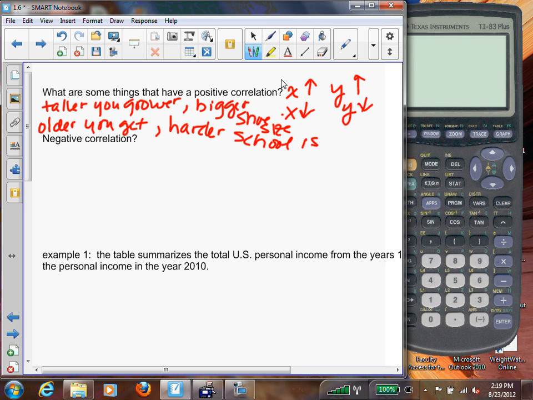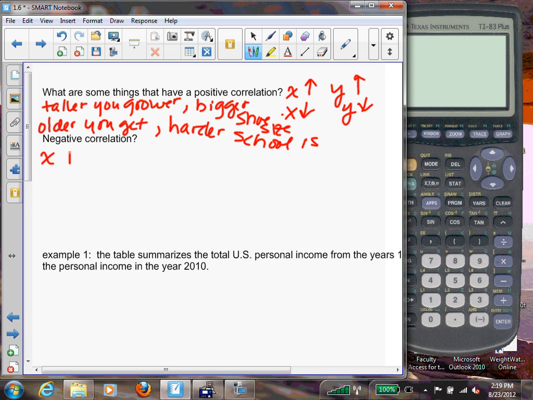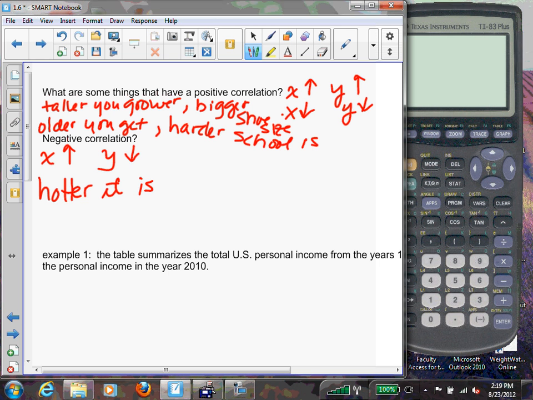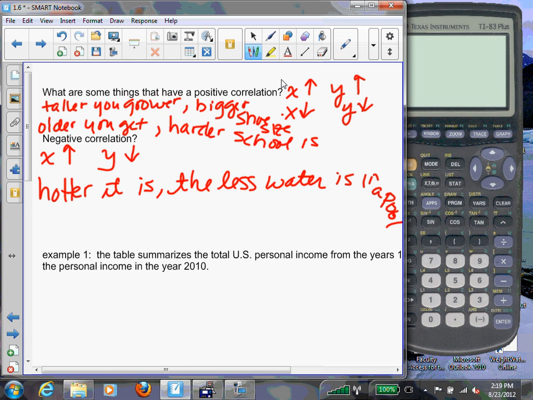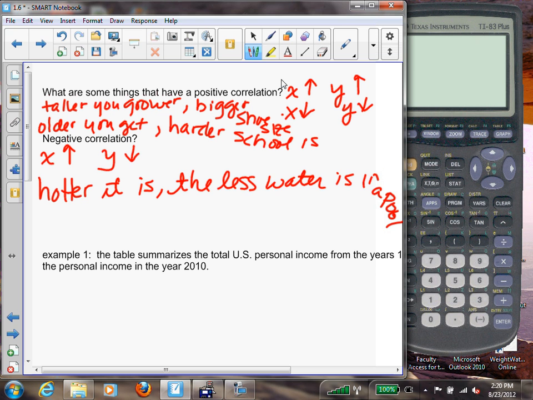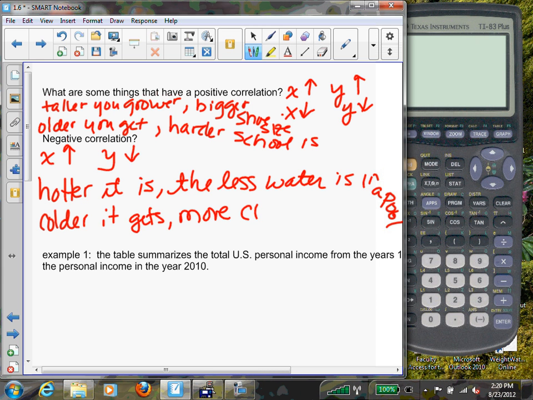So one thing increases while another thing decreases. So X might increase and Y will decrease. For example, the hotter it is, the less water is in a pool. Right? What would be another example? Okay, right. The colder it gets, the more clothes you have to put on. You certainly don't want to take off any.